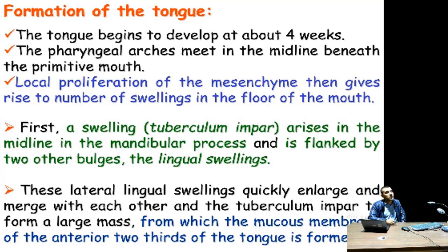Formation of the tongue. The tongue begins to develop at about 4 weeks. The pharyngeal arches meet in the midline beneath the primitive mouth. Local proliferation of the mesenchyme then gives rise to a number of swellings in the floor of the mouth. First, a swelling, the tuberculum impar, arises in the midline in the mandibular process and is flanked by two other pairs, the lingual swellings. The lateral swellings quickly enlarge and merge with each other and the tuberculum impar to form a large mass from which the mucous membrane of the anterior two-thirds of the tongue is formed. Now we have the tongue. The tongue is divided into the anterior two-thirds and the posterior one-third.